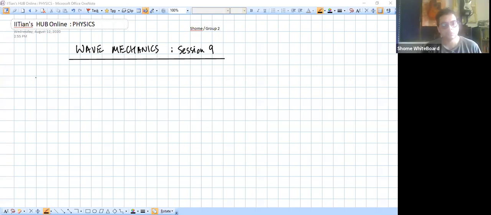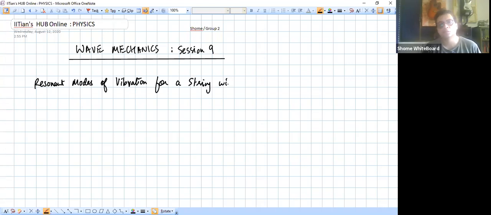So, resonant modes of vibration for a string with one end rigidly attached and the other end flexible.